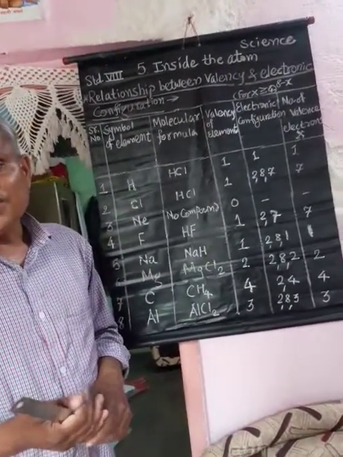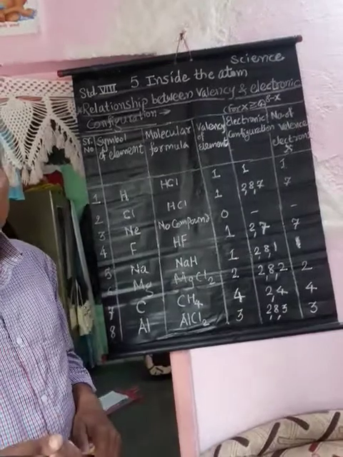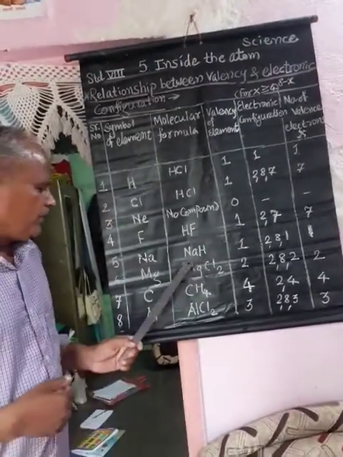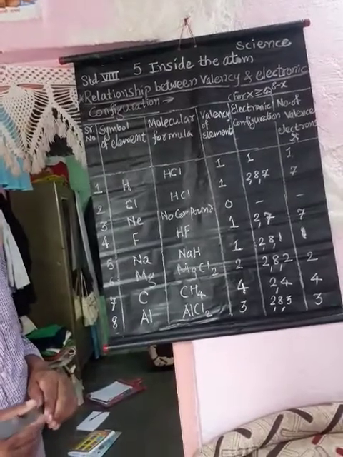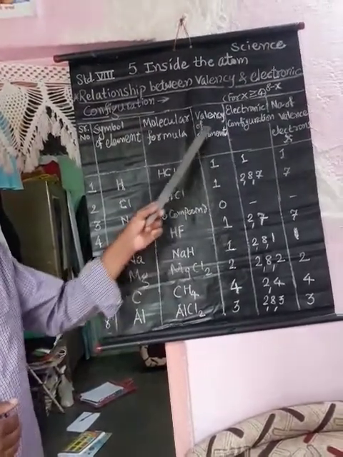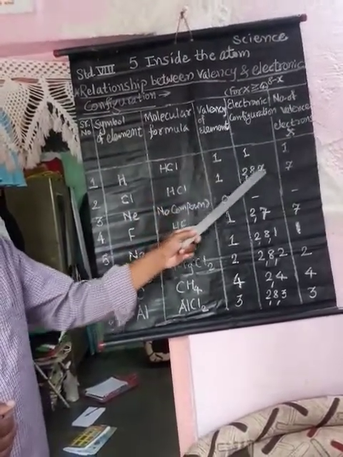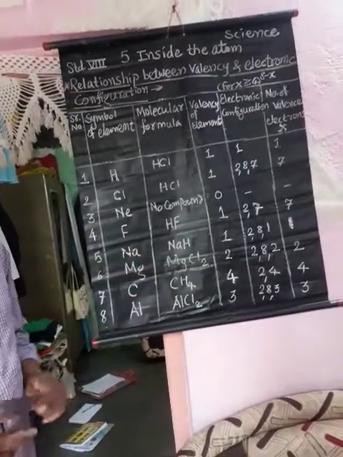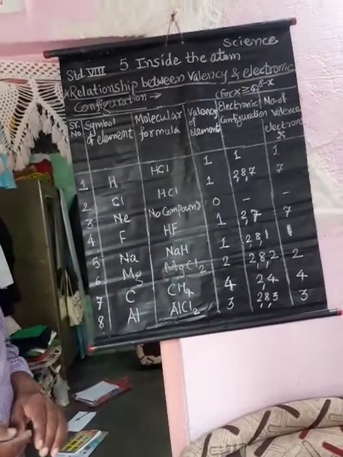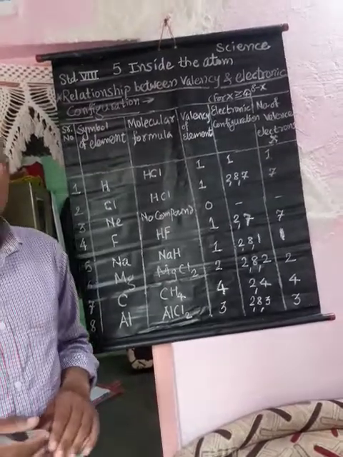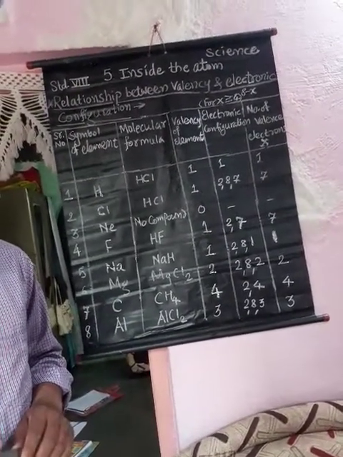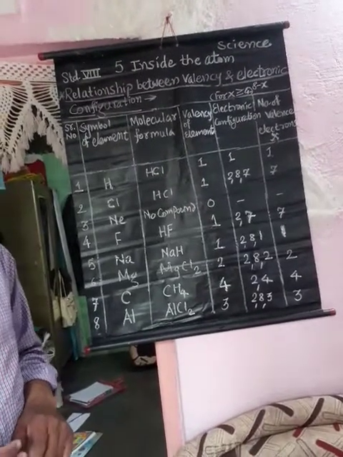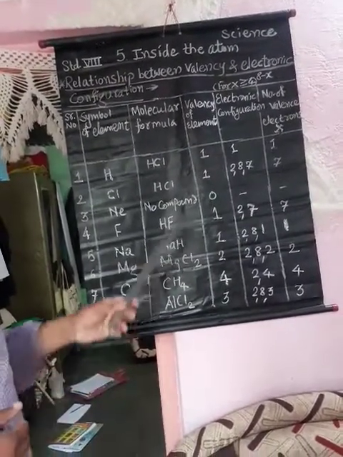Now we'll concentrate on one more point, electronic configuration again. The distribution of electrons orbit-wise or shell-wise is called electronic configuration. For atomic numbers 1 to 20, you must study the names of elements, their symbols, their valency and electronic configuration.